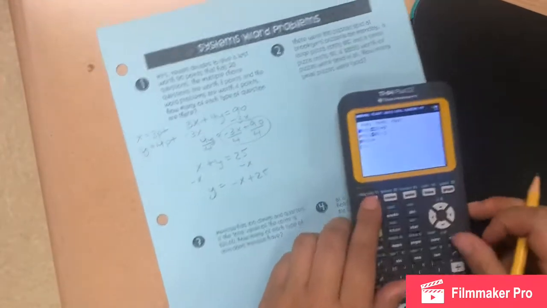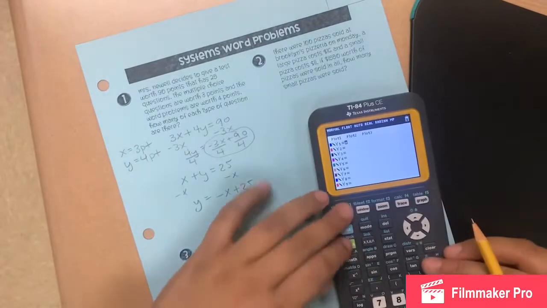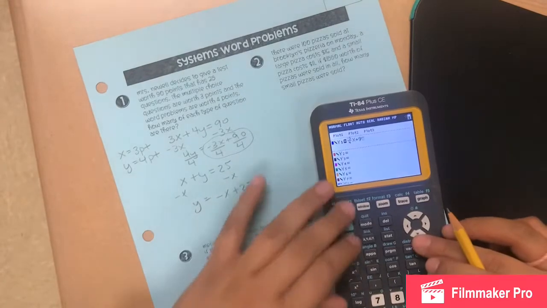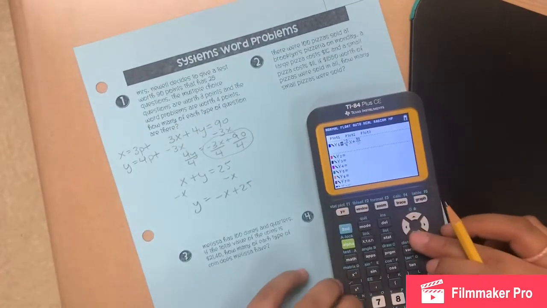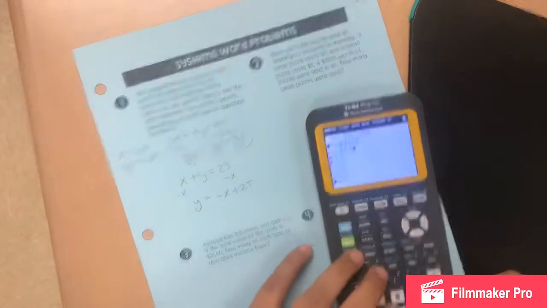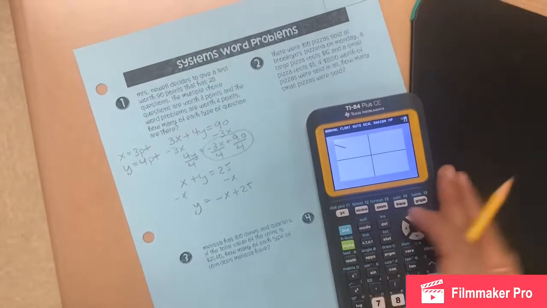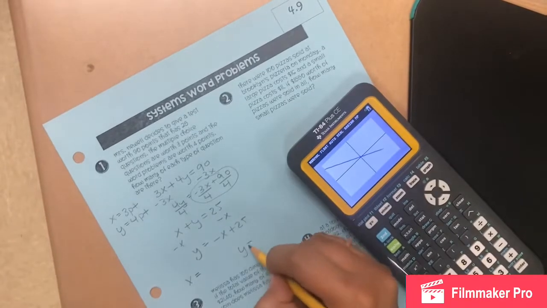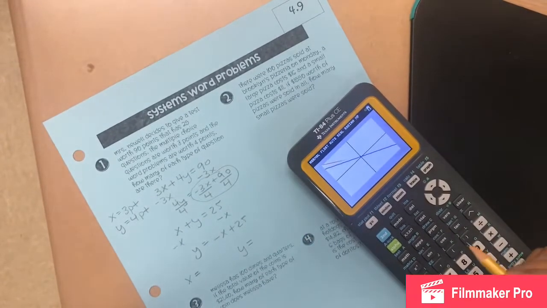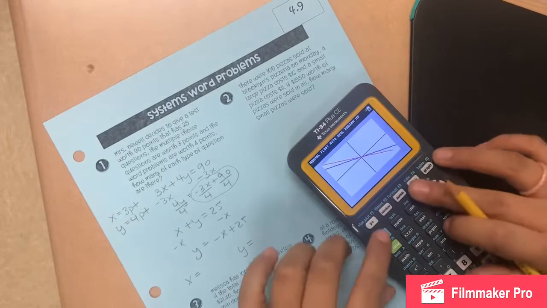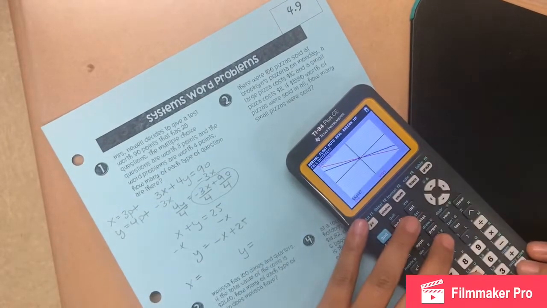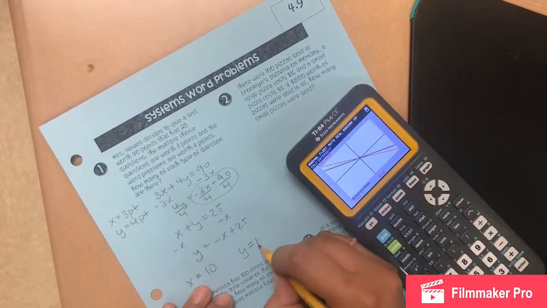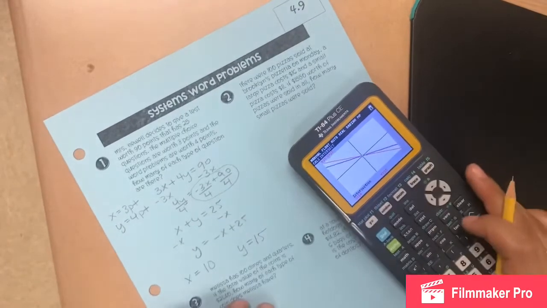Then I'm going to graph both. So the first one is negative 3 over 4x plus 90 over 4, and then negative x plus 25. Give it time to load. So x is going to represent our 3 points and y is going to represent our 4 points. And we're going to see how many there are of each. So second trace 5, enter, enter, enter. So we have a total of 10 3-point questions and 15 4-point questions.